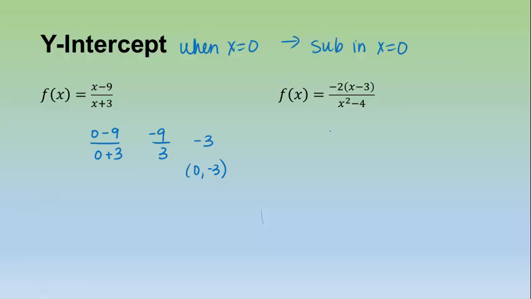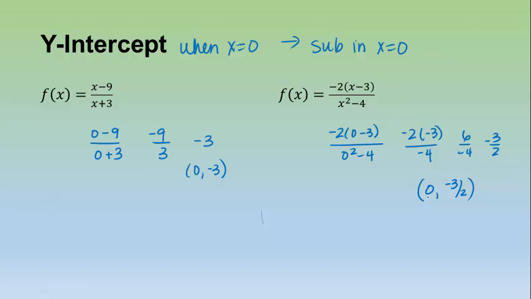Let's do the next one. Substituting in 0 to find my y-intercept. This simplifies to -2 times -3 over -4, which is 6 over -4, or -3 halves. Once again, it's written as an ordered pair because it is a location on the graph.